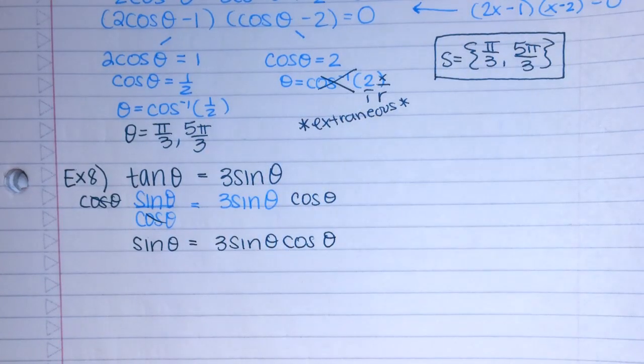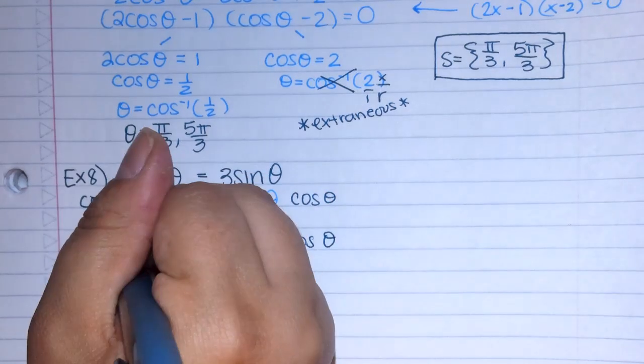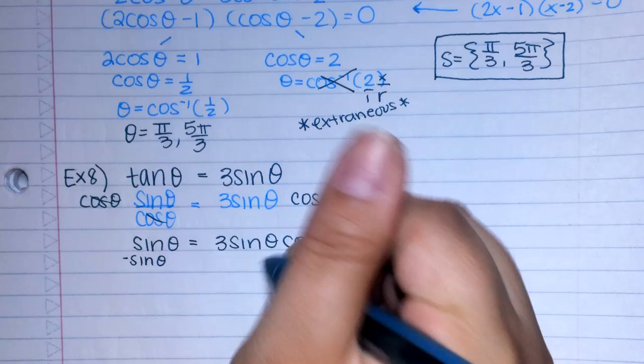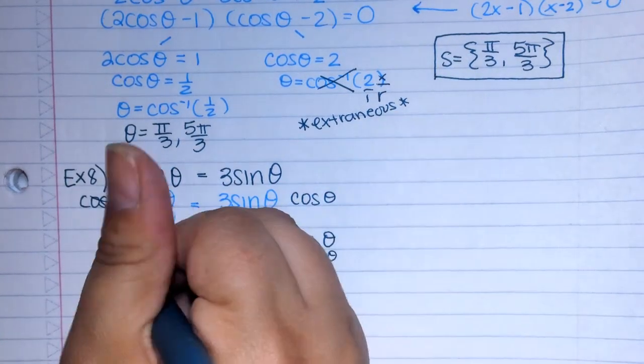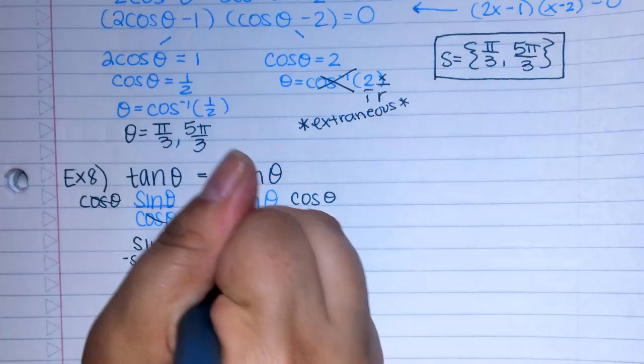Oh, I see it. No, I don't. I don't see it. Now let's move one of these to the other side. It doesn't matter which one goes to which side. Let's move just the sine. Are y'all okay with me still putting the equals 0 on the end?